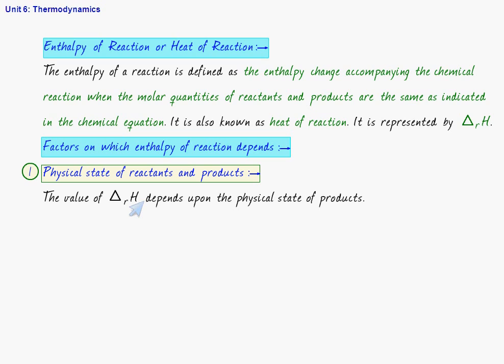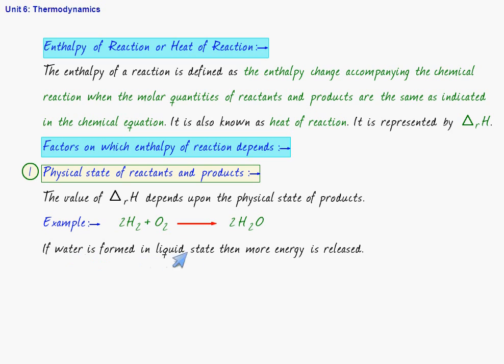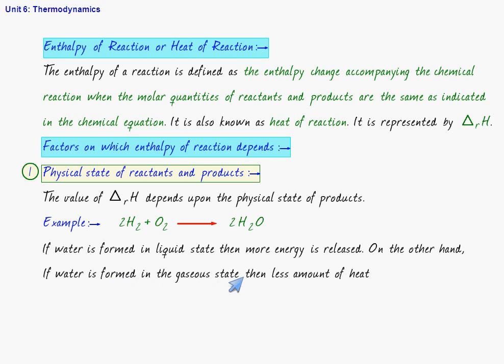Okay. For example, hydrogen and oxygen combine to give water. Now, if water is formed in the liquid state, then more energy is released. On the other hand, if water is formed in the gaseous state, then less amount of heat is released. Okay, so it depends upon the physical state of the reactant and the product. Then the second factor is the quantities of the reactant.